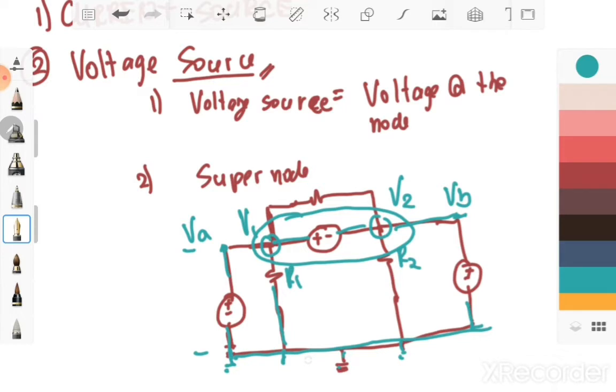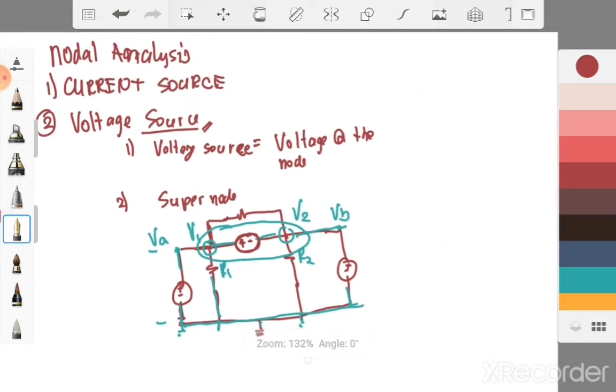Yung pagkakaiba niya sa supernode is that, take note of the terminals of your supernode. So mapapansin mo na itong positive and negative terminal ng voltage source mo is that it is connected with the terminals of V1 and V2, which is not directly connected to the ground. That is your case 2. Your case 1 voltage source is indicated in your VA and VB.